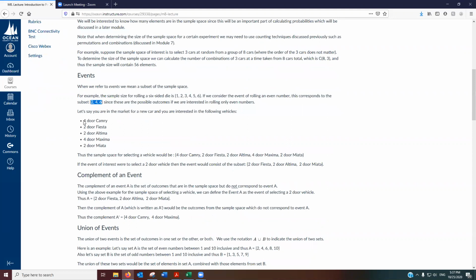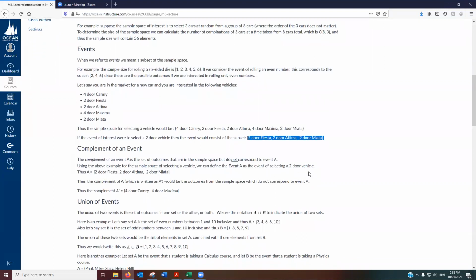Here's another example. Let's say I'm in the market for a new car. Here are the cars I'm interested in: 4-door Camry, 2-door Fiesta, 2-door Altima, 4-door Maxima, 2-door Miata. I could think of this as the sample space. Those are all the vehicles I'm considering. What if the event is I want to investigate a 2-door vehicle? Well, that event would be the subset from the sample space of these 3 2-door vehicles.